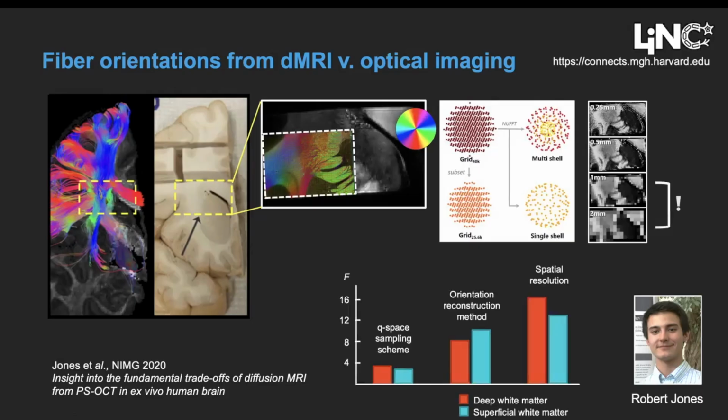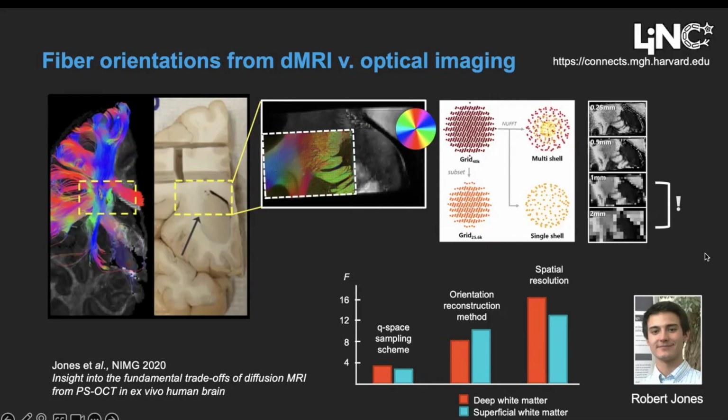And so interestingly, what Robert found was that when he compared different factors in terms of what made the biggest impact as far as the accuracy of the diffusion orientations when compared to the optical measurements, he found that the spatial resolution of the diffusion data played the biggest role, followed by which method was used to reconstruct the orientations from the diffusion data, followed by which sampling scheme, single or multi-shell, et cetera, was used.